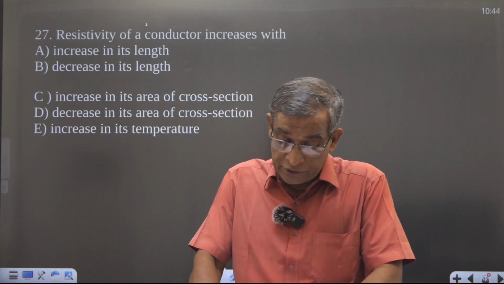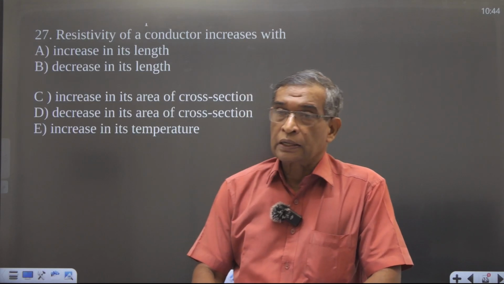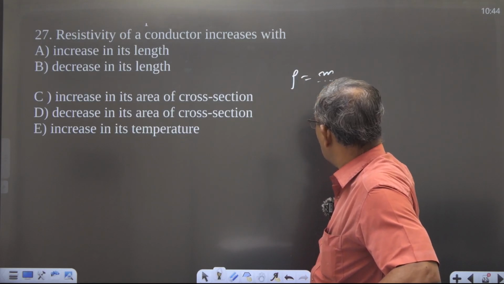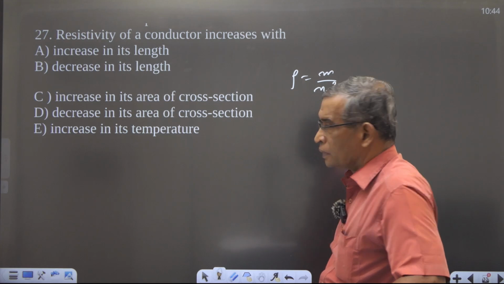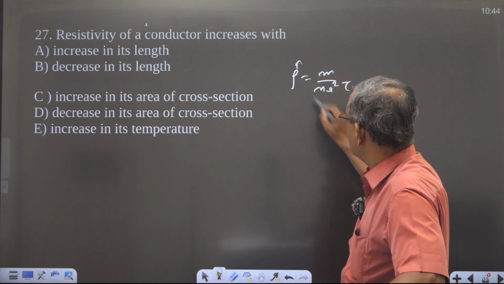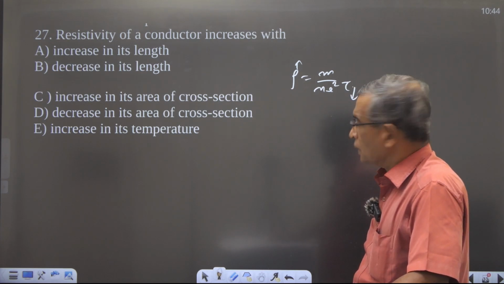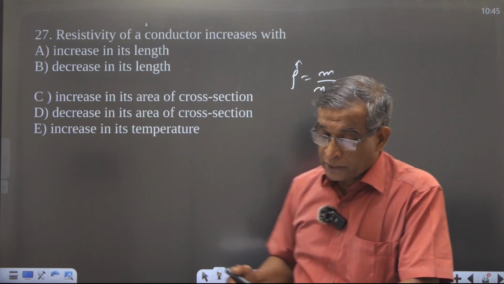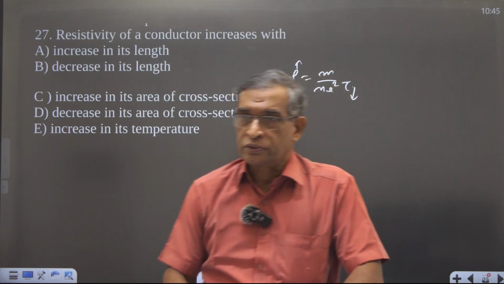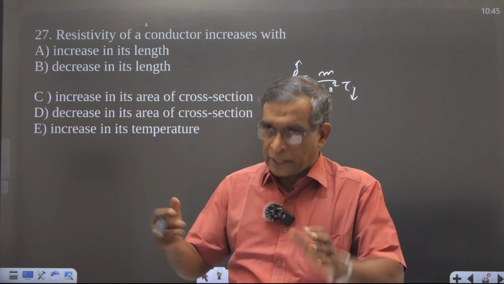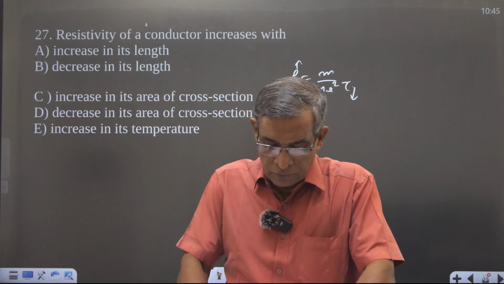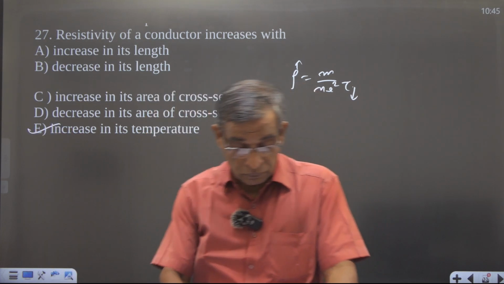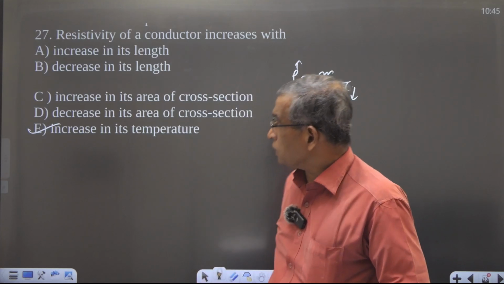Resistivity of a conductor increases. Now resistivity rho, the formula you may remember, is m by n e squared tau. The resistivity can be increased by reducing tau. Correct. How can we reduce tau? By increase in temperature. When temperature increases, the relaxation time decreases. And resistivity, and hence resistance, increases with the temperature. Therefore, by increasing its temperature. Option is E. We shall go to our next question.